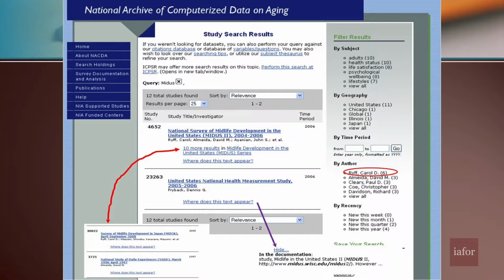You can also use filters. So if you're interested in looking at all the studies from Carol Roof, who is the PI of MIDAS, you can do that. Or you can look at the different places where MIDAS has touched base. We've got studies that are US based. We've got a Chicago sub-study, Japanese study, Illinois study, et cetera. So you can use the search engine to look for a specific study and then drill down from there.